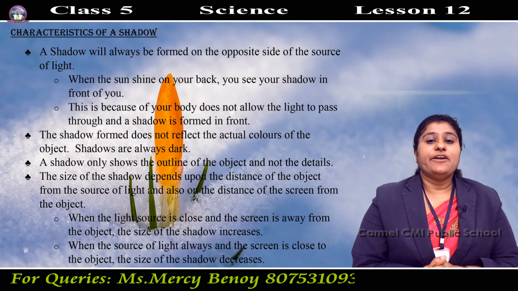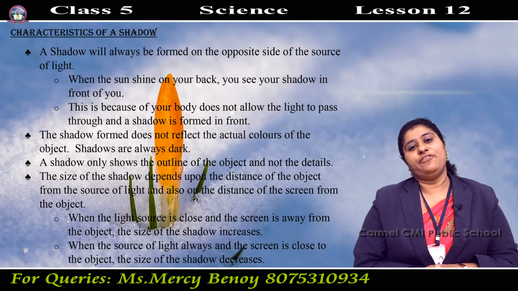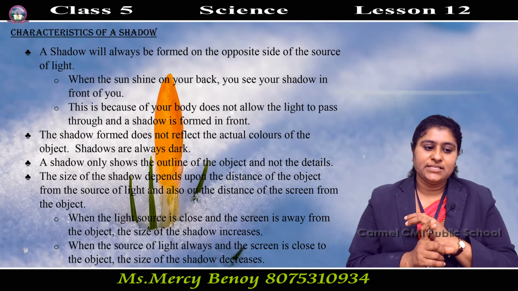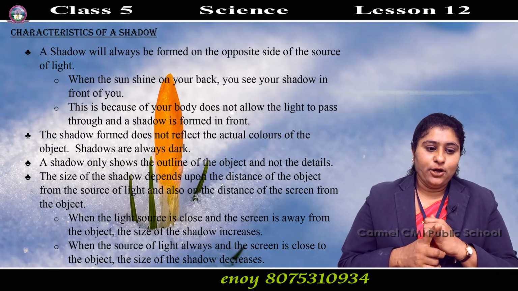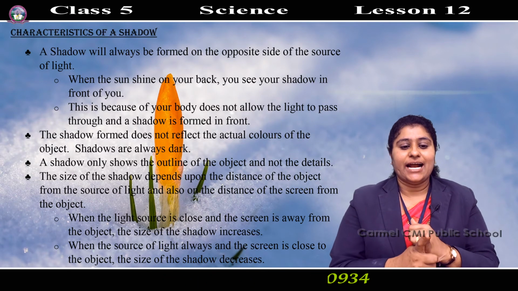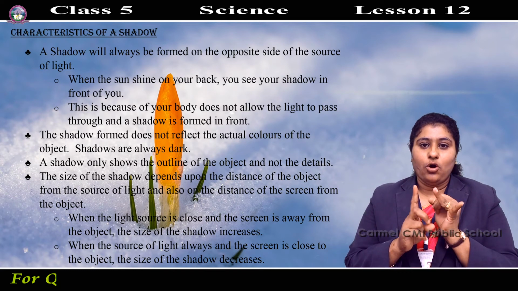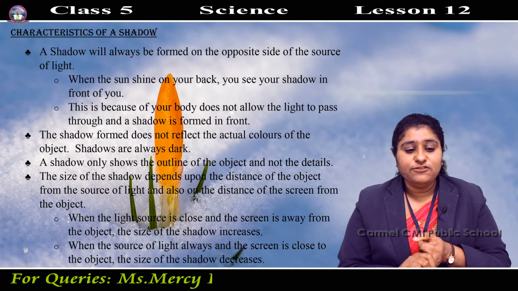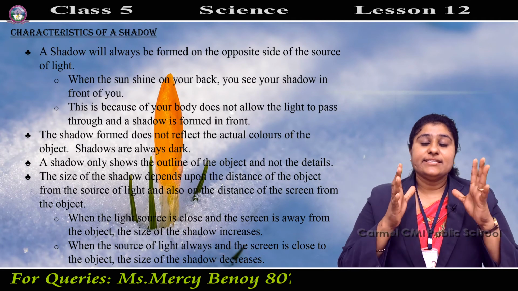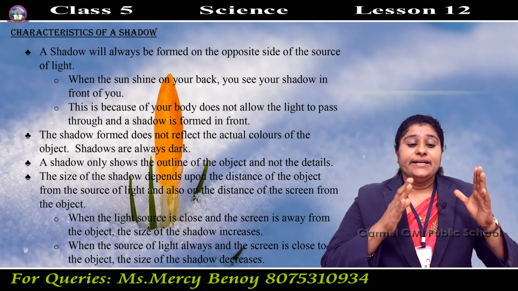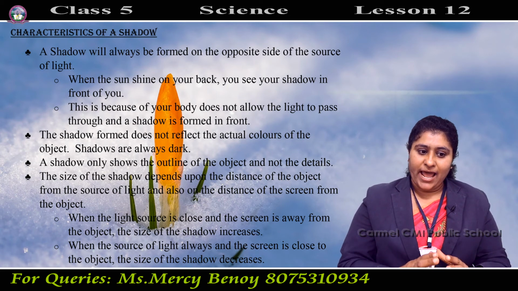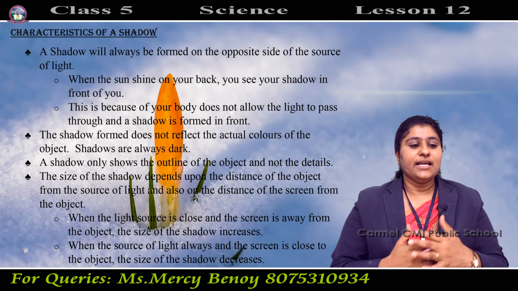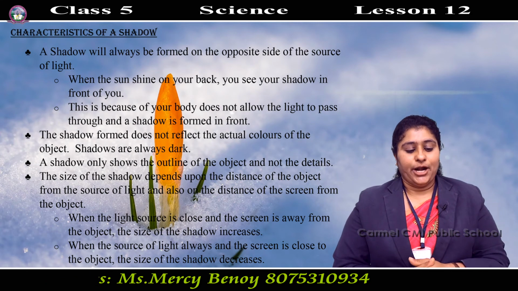So, these are the different characteristics of a shadow. Which are the different characteristics of a shadow? A shadow will always be formed on the opposite side of the source of light. Then, the shadow formed does not reflect the actual colors of the object. It is always dark. Then, the shadow shows the outline of the object and not the details. And the size of the shadow depends upon the distance of the object from the source of light and the distance of the screen from the object. Okay, so these are the different characteristics of a shadow.